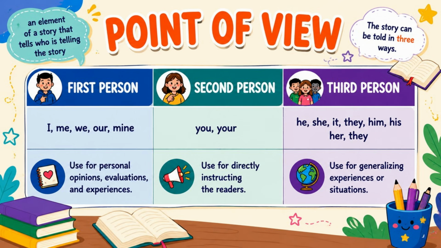First person: I, me, we, our, mine. Use for personal opinions, evaluations, and experiences. Second person: you, your. Use for directly instructing the readers. Third person: he, she, it, they, him, his, her, they. Use for generalizing experiences or situations.